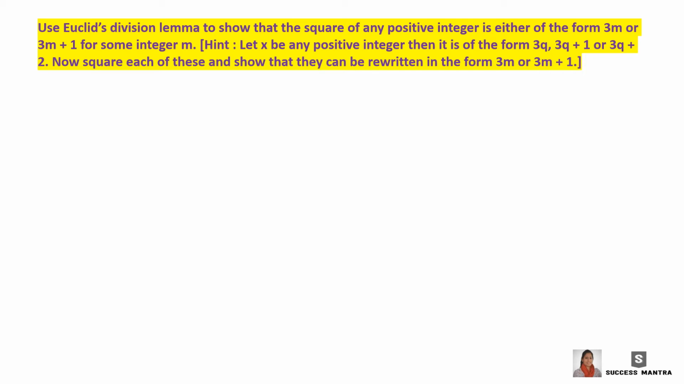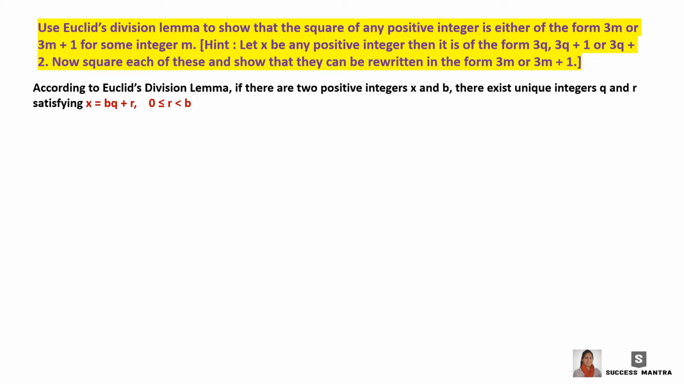Okay, let's begin. We start with Euclid's division lemma. According to Euclid's division lemma, if there are two positive integers x and b, then there exist unique integers q and r satisfying x equal to bq plus r and 0 less than or equal to r less than b. Let x be a positive integer, and from the question we know that the value of divisor b is equal to 3. So we can rewrite the above equation as x is equal to 3q plus r where 0 less than or equal to r less than 3, so that the value of r can be 0, 1 and 2. Now we apply the value of r in each case, like r is equal to 0, r equal to 1 and r equal to 2.